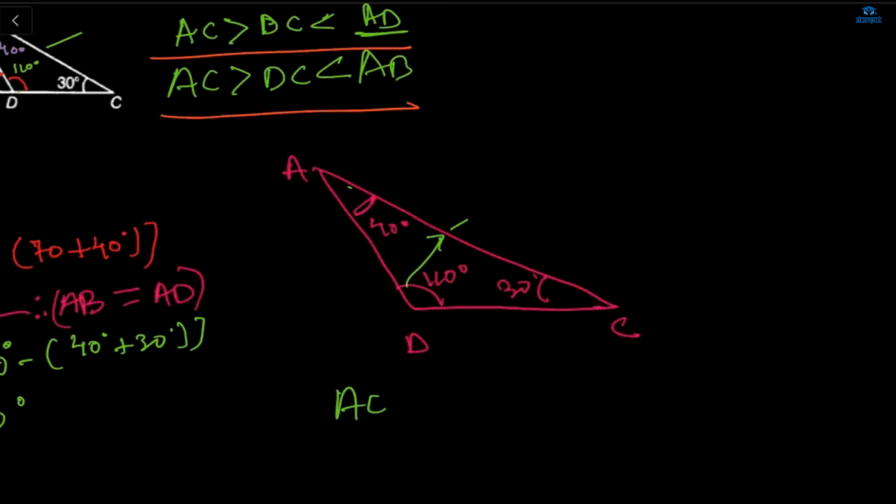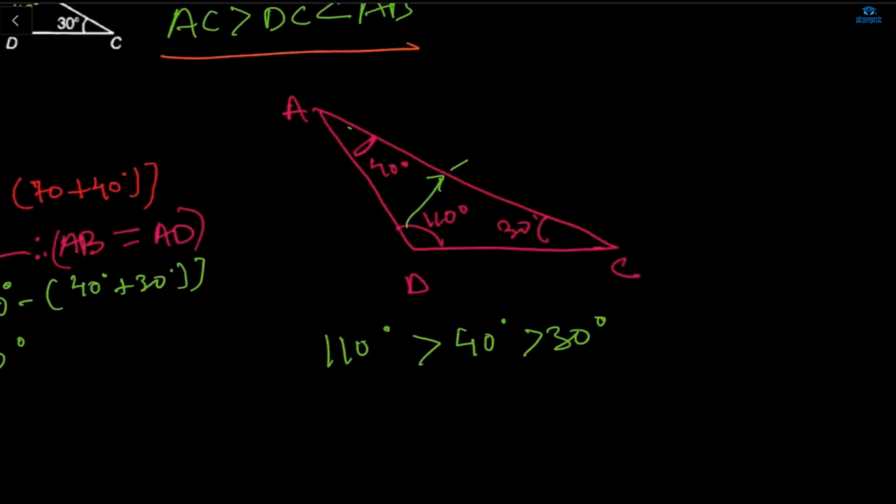First, I will tell you the order of the angles. If you write the order of the angles, it is 110 degrees, then 40 degrees, then 30 degrees. Am I right? So the side opposite to 110 is what? AC. Look in the diagram. And the side opposite to 40 degrees will be DC. And then the side opposite to 30 degrees will be this, so AD.